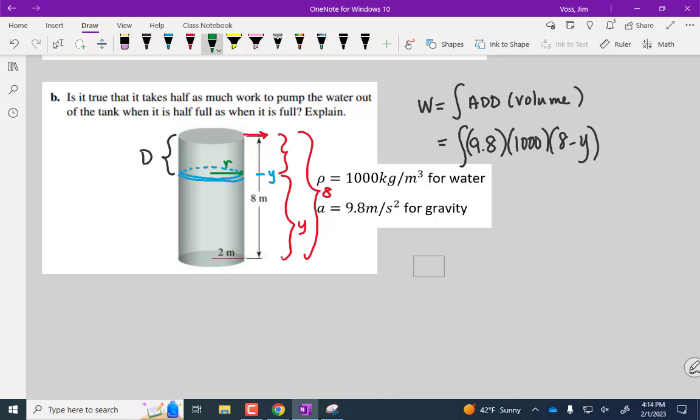And what is the area of the cross-section right there? The radius is 2. So area is pi r squared, so 4 pi is the cross-sectional area. So 4 pi, and then we multiply by dy. So that is the volume. It's the volume of the slice, not the volume of the tank.